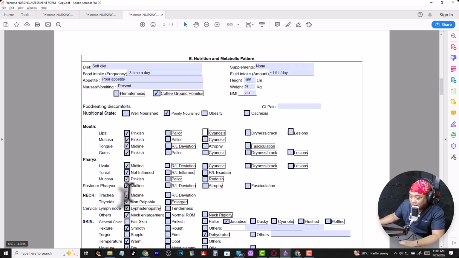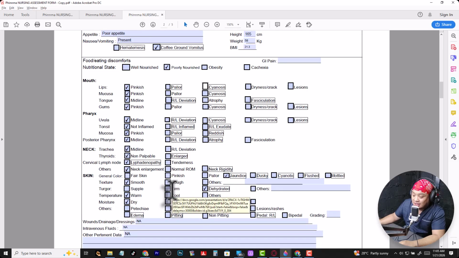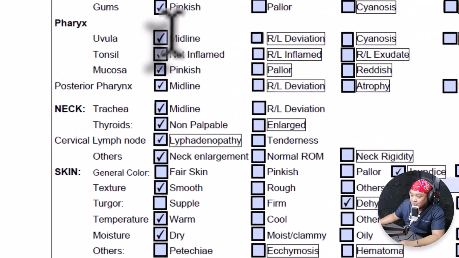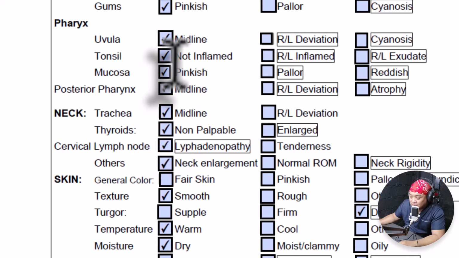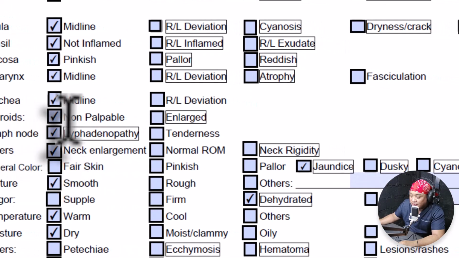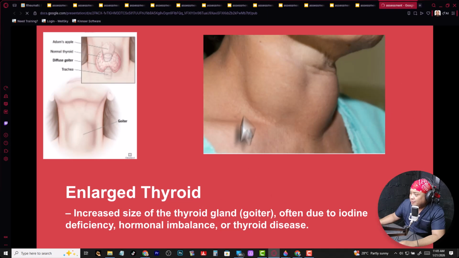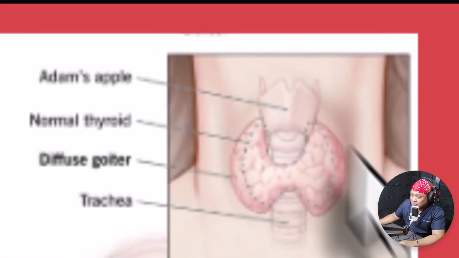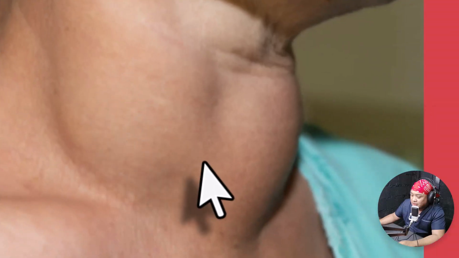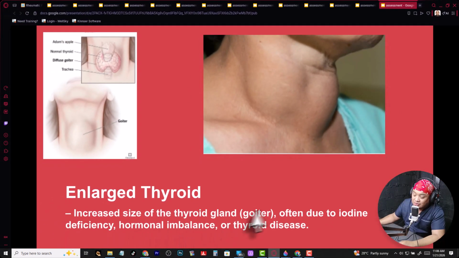So we're done with the pharynx. Now let's talk about the neck. So I indicate everything almost like on the normal midline. So let's have a look at the next. So we have thyroids. We can click on enlarged. So how does it look if the thyroid is enlarged? So here we go. There you go. So yung thyroid mo parang there's like a knot there. Lumaki talaga. So there's an increase in size of the thyroid gland, often due to iodine deficiency and hormonal imbalance or thyroid disease.